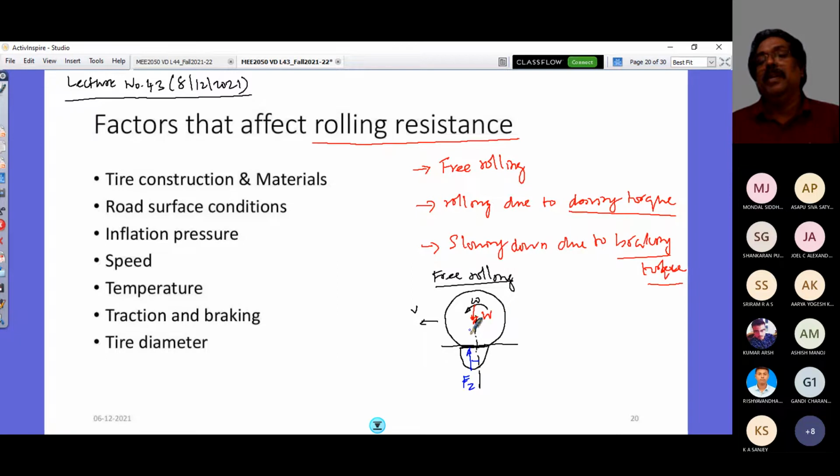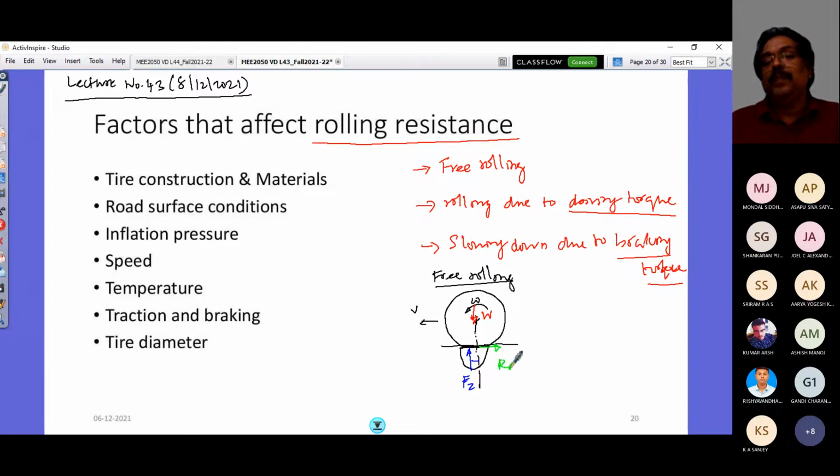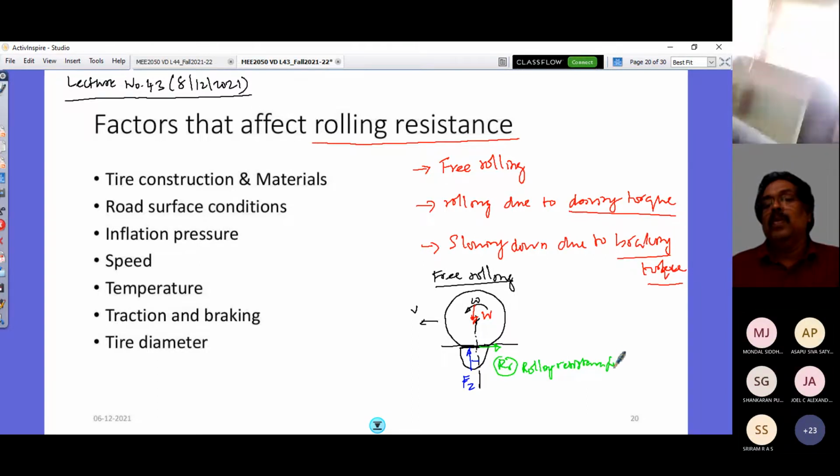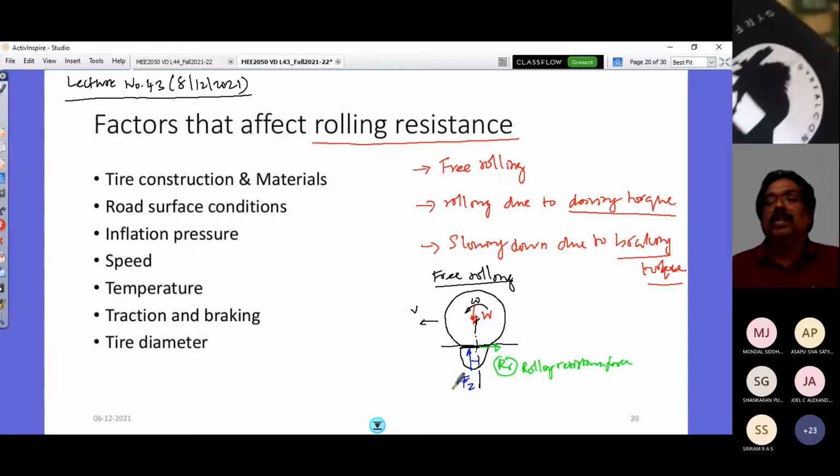So there is a couple present here, and for that couple to be balanced for the dynamic equilibrium, the balancing force that comes here is the manifestation of a rolling resistance force, RR. So this RR would be acting in this direction. RR into this distance would be creating a moment, and that moment couple is what is balancing Fz into this distance, and this force is what is called the rolling resistance force. And you see this couple is a clockwise couple, the rotation is counterclockwise.